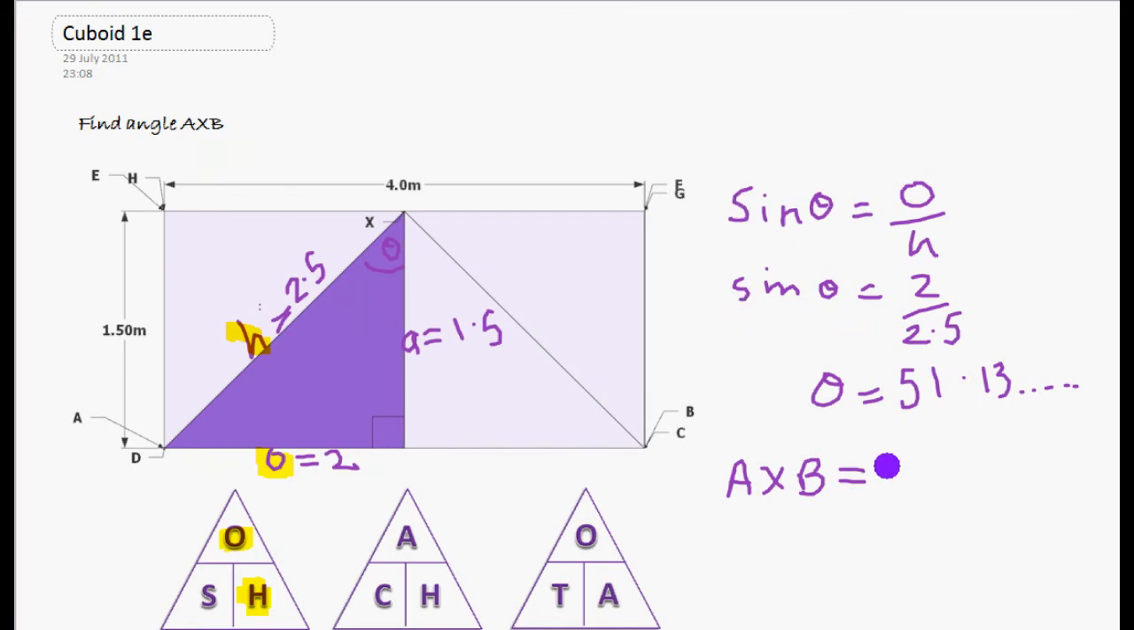So let's write that down. To 3 significant figures, 106 degrees. And that is our final answer.